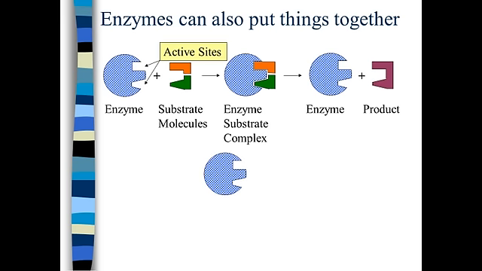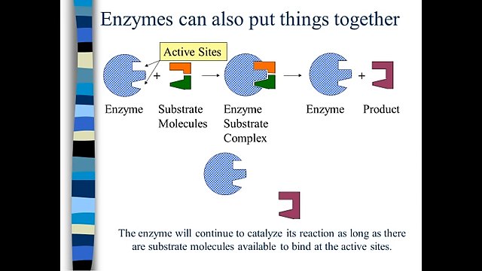Now, to show this in an animated form, we start off with the enzyme. Coming in from the right, we will have our substrate molecules. Once those three things are attached together, we now have an enzyme substrate complex. And the next thing that happens is that the chemical reaction takes place, and we now have our product. So the product now floats away, and the enzyme is free to go on and catalyze more reactions as long as there is substrate available.